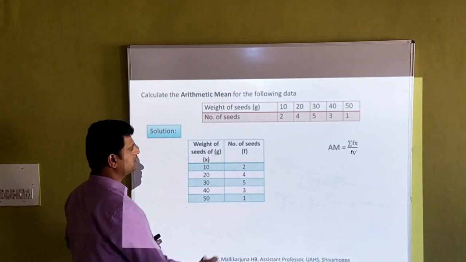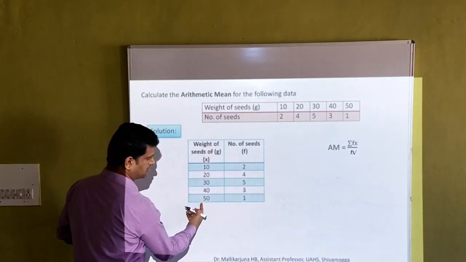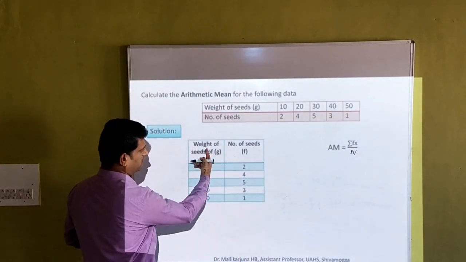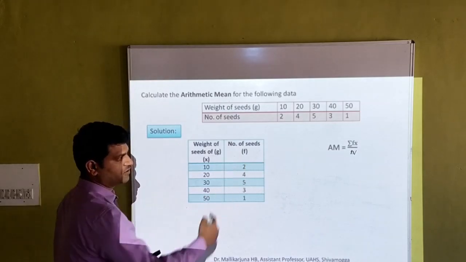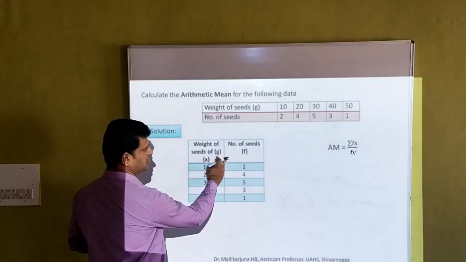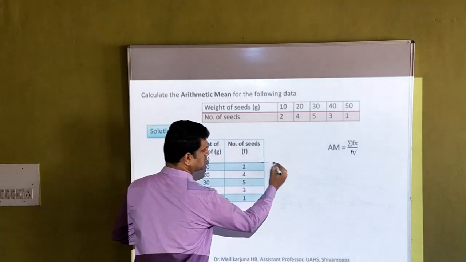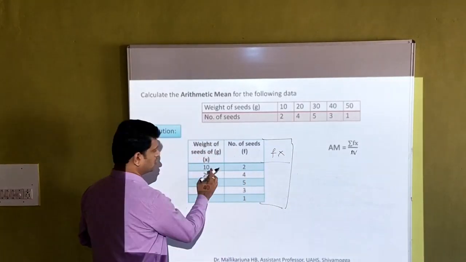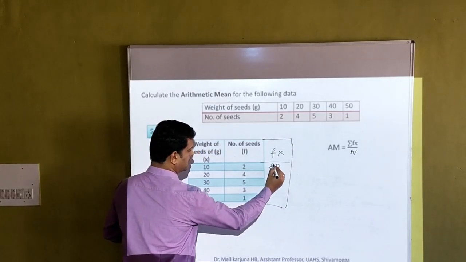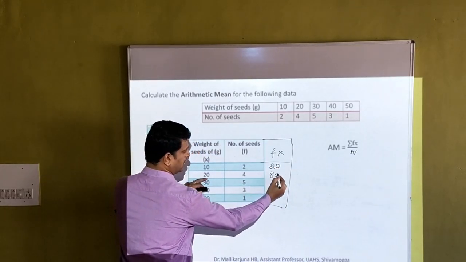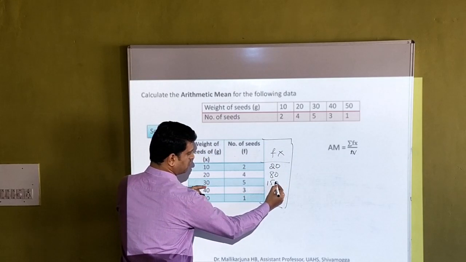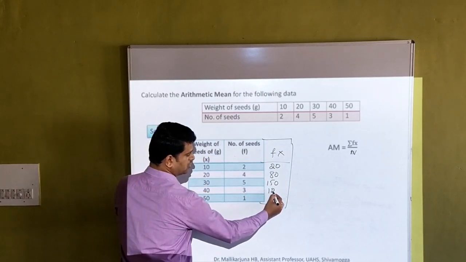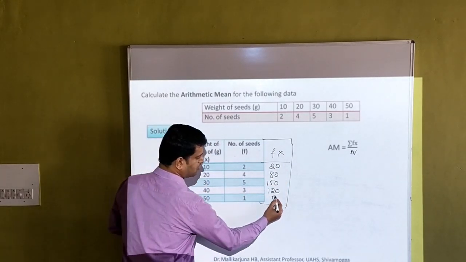Now calculate the arithmetic mean for this set of data. Here these are the observations, and this is the frequency: weight of seeds, number of seeds. We have to take the product of f and x. So this is the fx product. 10 into 20 is 20, 80, 40 into 50.